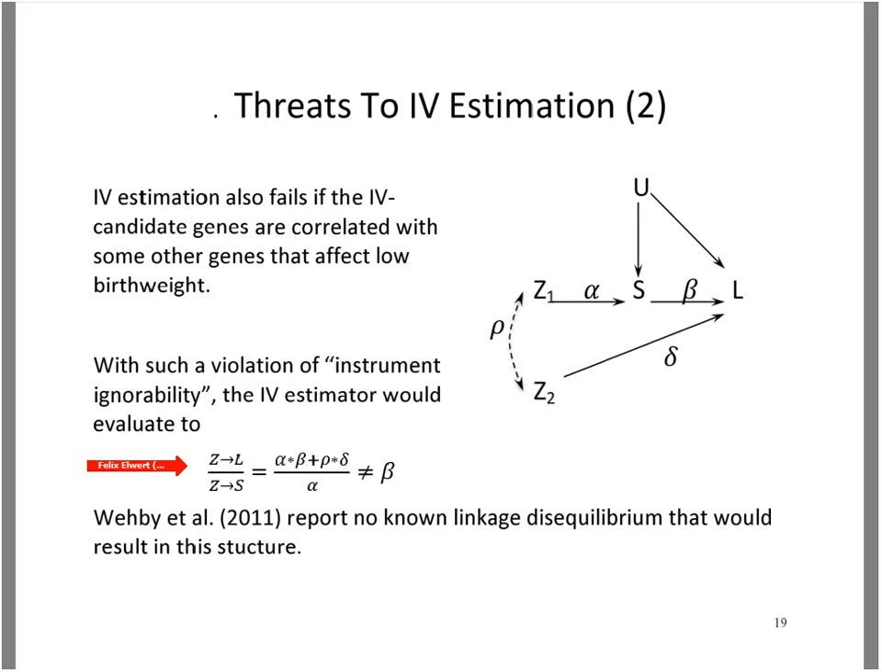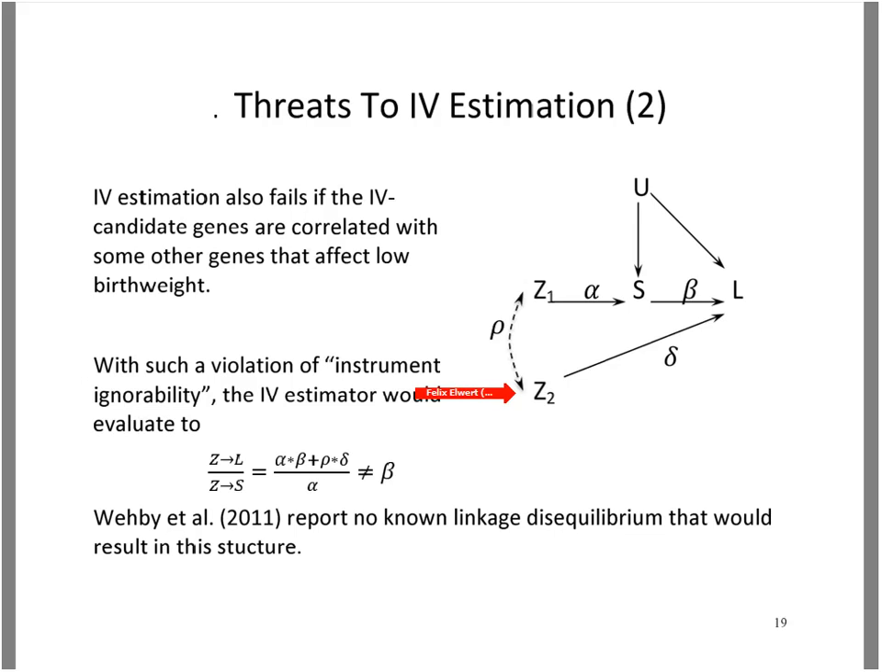Now, how do we deal with this? Again, we need to resort to theory and prior knowledge and ask whether our candidate gene Z1 may be plausibly associated with some other genes or other factors that might themselves cause low birth weight. And so the key candidate here would be problems of linkage disequilibrium between our candidate gene Z1 and some other genes that we have not considered. And here again, using a review of the literature, Wiebe and colleagues argue that there is currently no positive evidence for such correlation to exist.